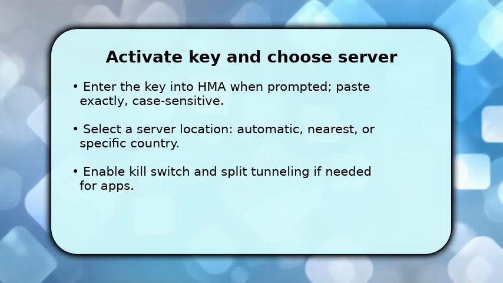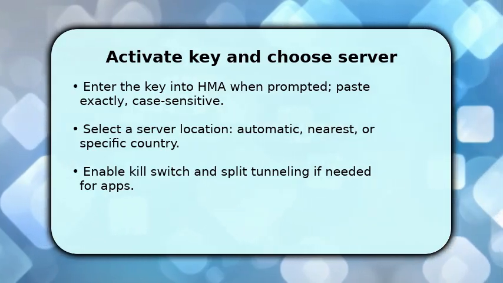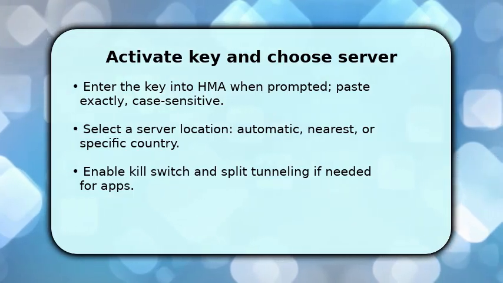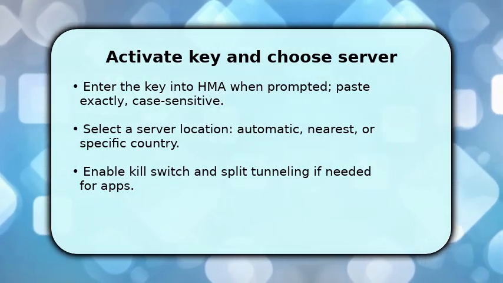Once connected, enable the kill switch so your traffic stops if VPN drops, and configure split tunneling to exclude local apps. These choices balance privacy and performance.